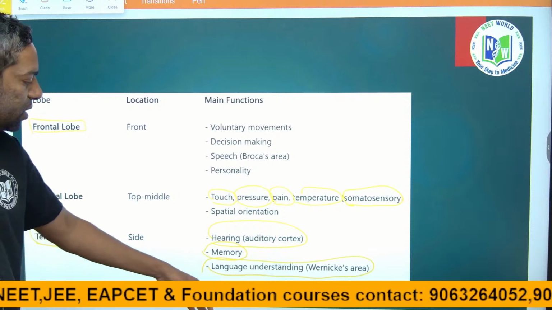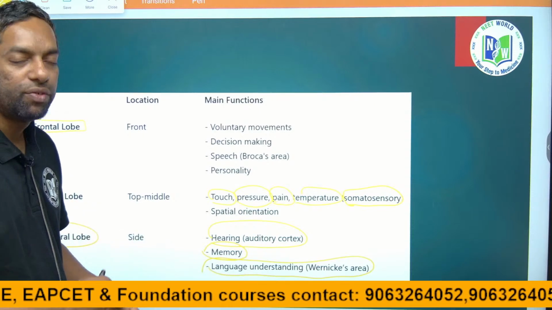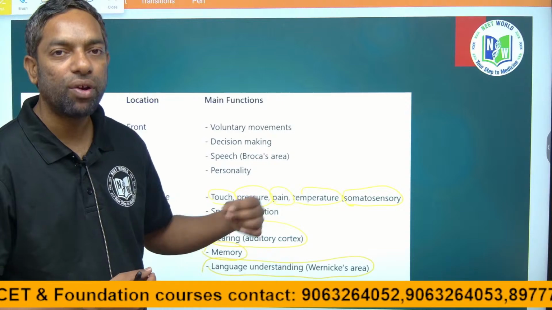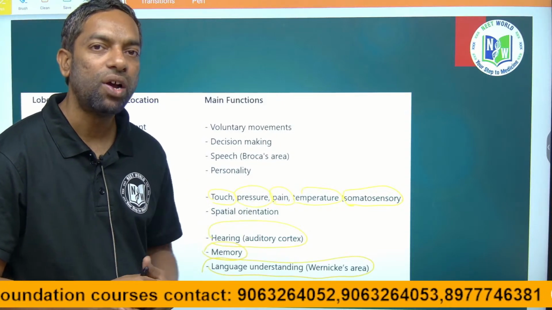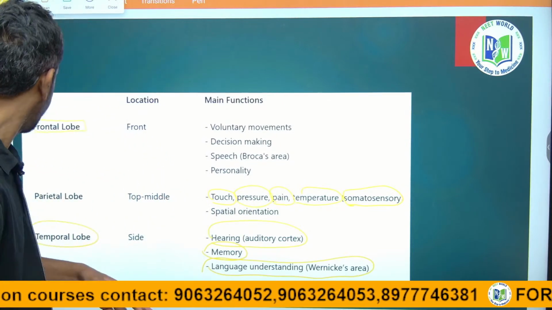Occipital lobe, it is the visual processing. Visual processing means the optic nerve gives the information towards the occipital lobe. Okay, next slide.